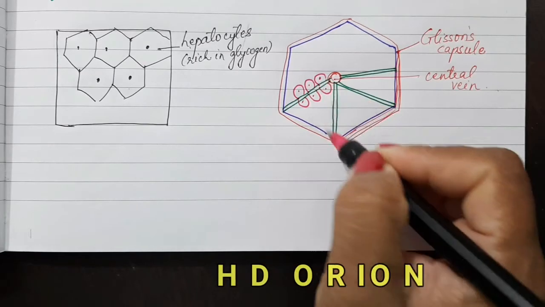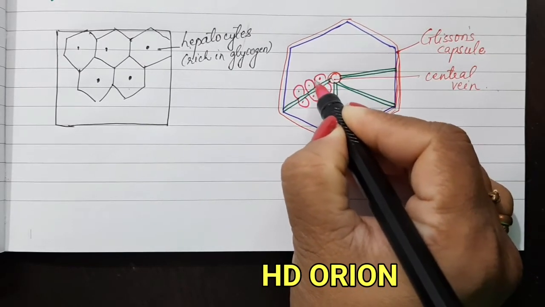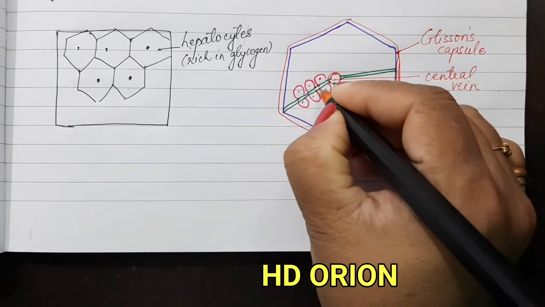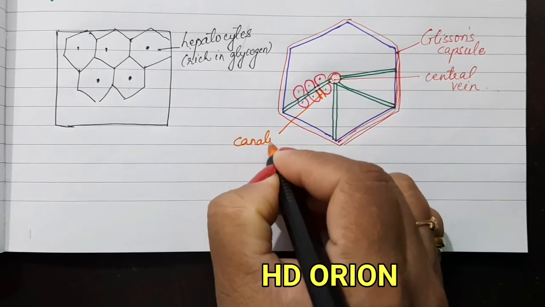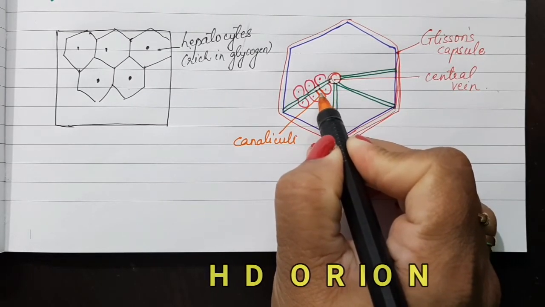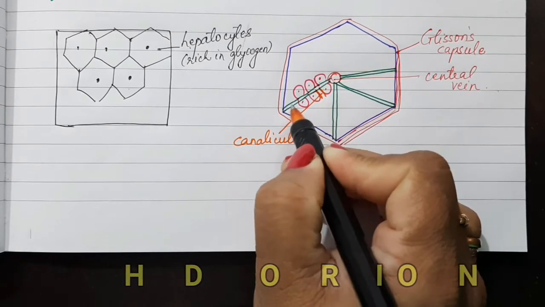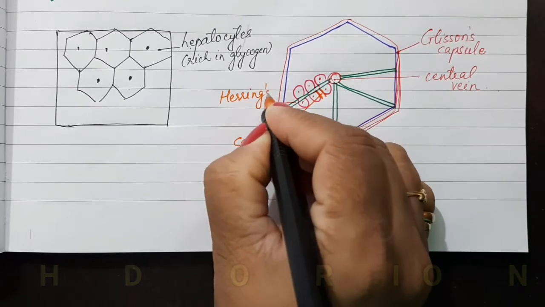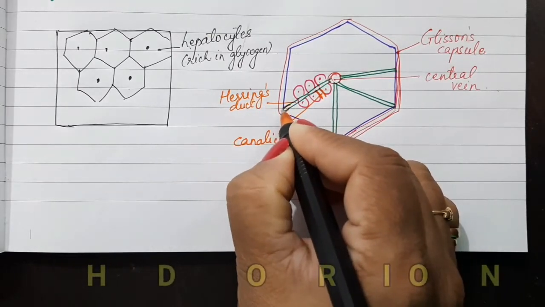So these hepatocytes produce the bile juice. The bile juice is secreted in this small canal in between. The small canals in between are these. These small canals are called canaliculi. So whatever bile juice is produced is then poured into the canaliculi. The canaliculi join to form the Herring's duct in the center, which then opens into the bile duct that is present over here.